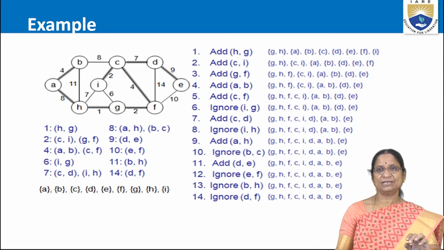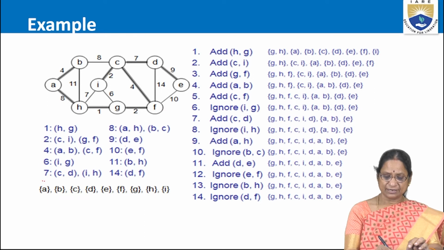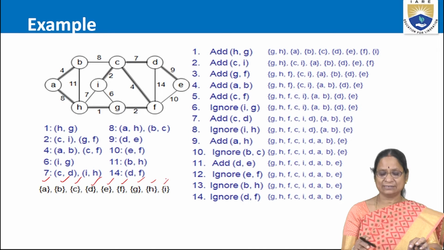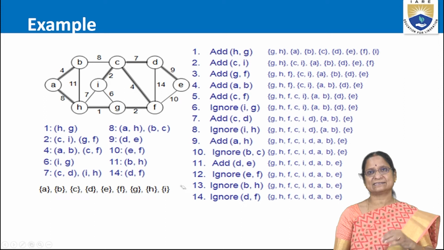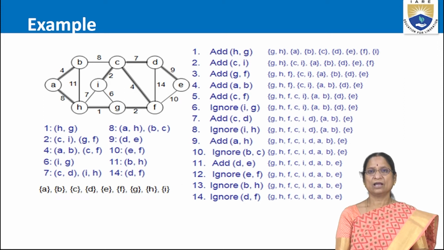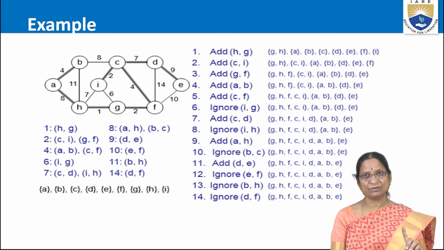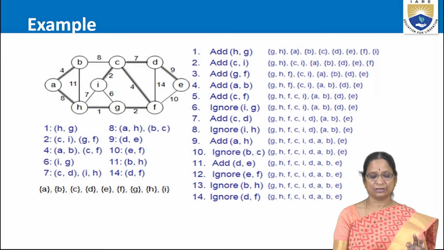Now, what is the key idea here? Forest. You observe here A, B, C, D, E, F, G, H, I. All these are trees. We are representing them in the form of sets. All these are individual trees, and each tree has one vertex as its root only.